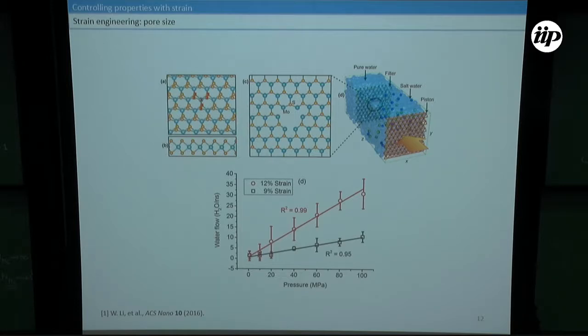But I'll go a bit closer to what we did in our work. And this is about controlling the pore size. The idea, in this case, is pretty simple. You have a material. In this case, they actually manufacture the hole in the material. This is simulation, so you can make the hole that you want. And if you apply biaxial strain in a material that has holes, it will have to increase the size of the hole. And this is what they do in this work. They apply increasing amounts of strain, and they see that the water flow through that hole increases as they increase the biaxial strain.